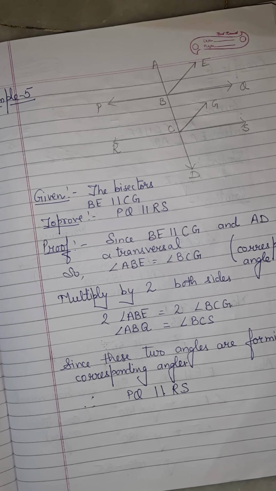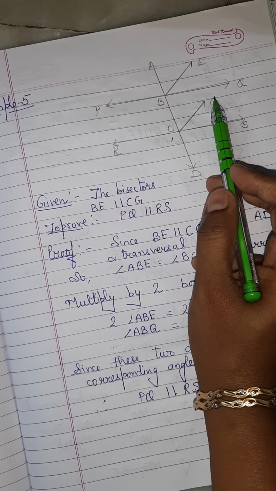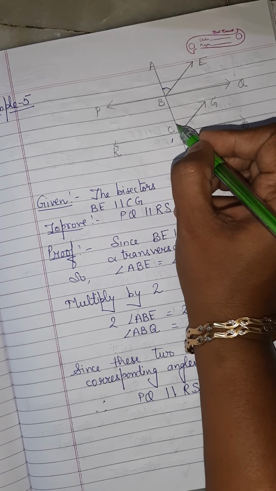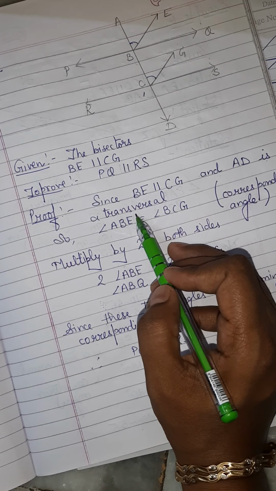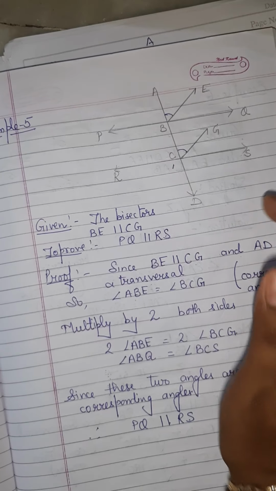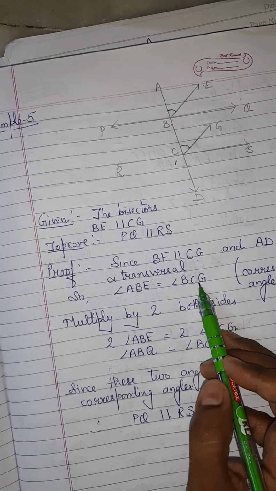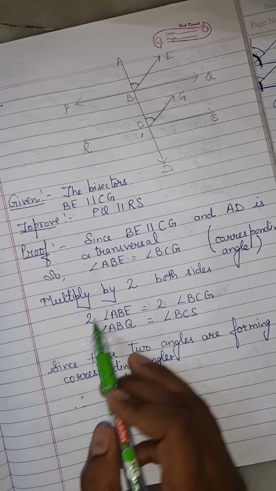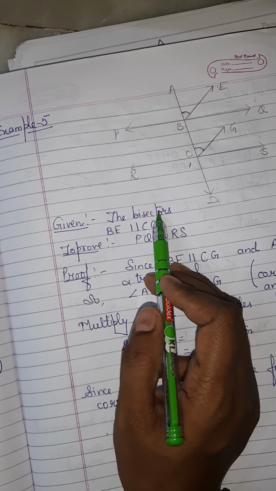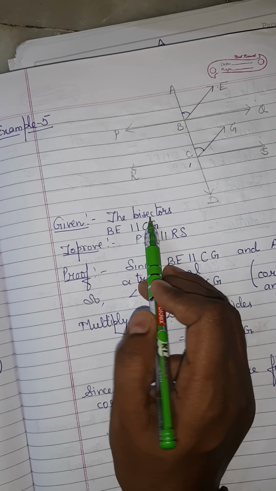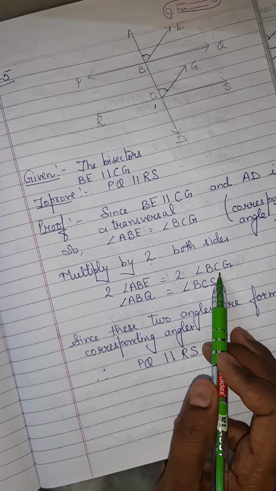Clear? Just see in the notes, I have written the same thing. The figure drawn, BE parallel to CG given. That means these two angles will be forming corresponding angles. Since BE is parallel to CG and AD is a transversal, we can say that angle ABE, where is ABE? ABE is equal to BCG, forming corresponding angles. Now multiply by 2 both sides. Why we are multiplying? Because bisectors were given to us. So we are making them double. The 2 times of ABE is equal to 2 times of BCG.